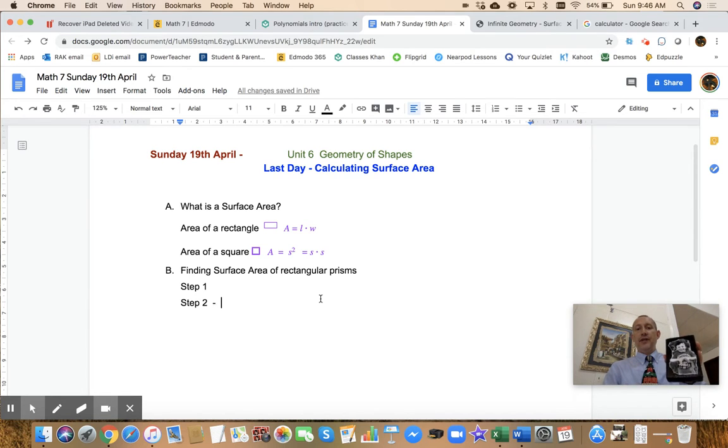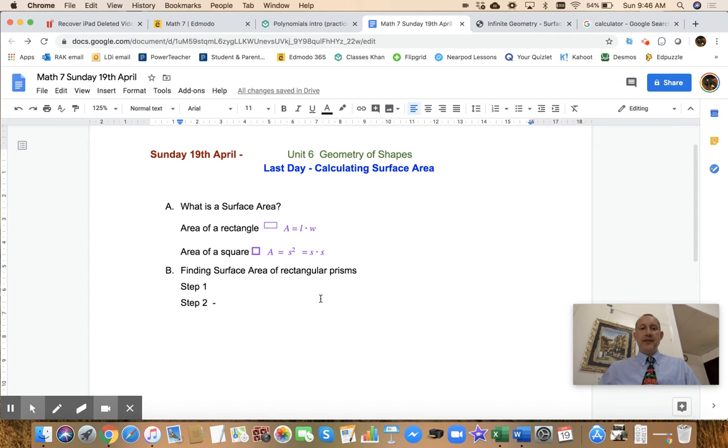So that's 6 sides. But guess what? All 6 sides have a pair, a matching side. So this front side, that area is the exact same shape and size as the back. So if I find the area of this, I can multiply it by 2 because there's 2 of them. And then if I find the area of the left side, I can multiply that by 2 because that's going to be the same as the area on this side. And if I find the area of this side down here, I can multiply that by 2 because it's the same as the top here. So I just multiply everything by 2 because every side has a matching side.